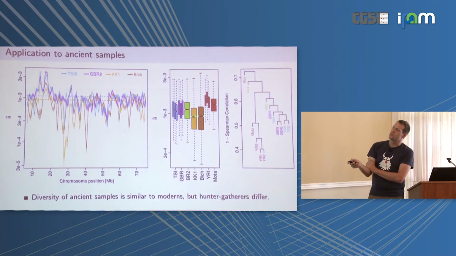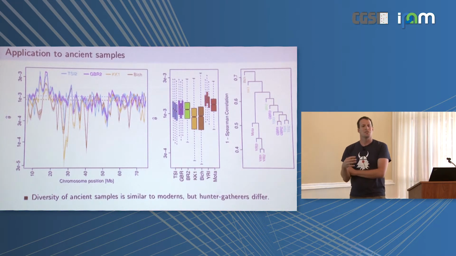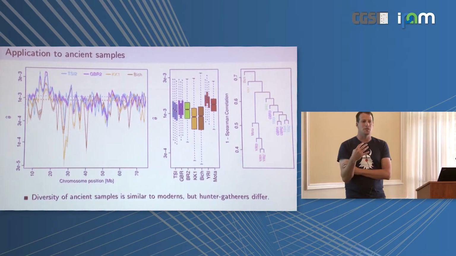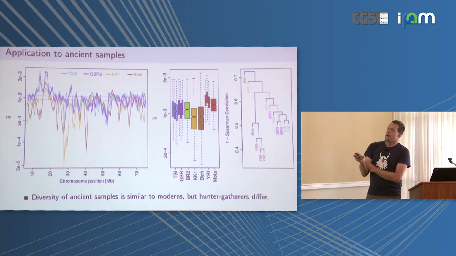In contrast, the two hunter-gatherers for which we have such data have a quite reduced diversity, which is in line with the assumption that they lived in much smaller groups and had a reduced effective population size as a result. We also looked at some African populations, so these are three modern African Yoruba individuals.